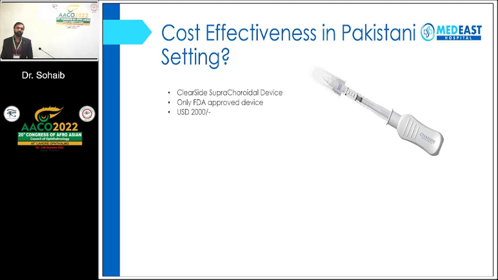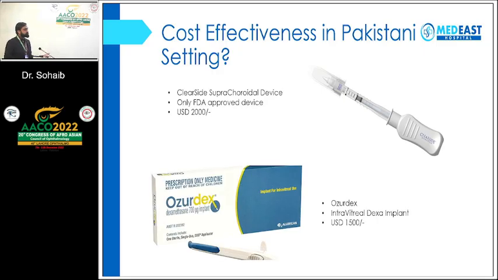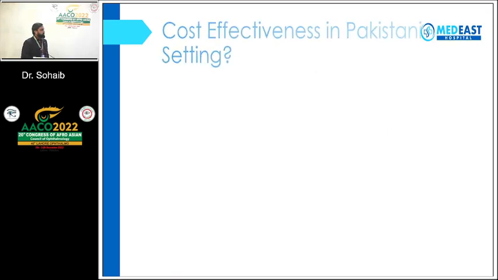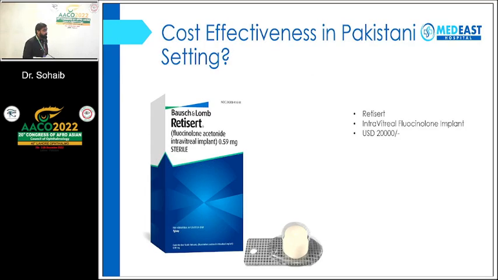In Pakistan, we have to look at the cost. It's a big thing. People can't afford immunologics. They can't afford mycophenolate. It's expensive. This ClearSight device costs $2,000. It's the only FDA approved device in the USA. Previously, Ozurdex was used a lot in the US when I was there. It costs around $1,500, just the device, not including the hospital costs. And then we have the Retisert implant, which costs $20,000 US. It's not feasible to have this in Pakistan.